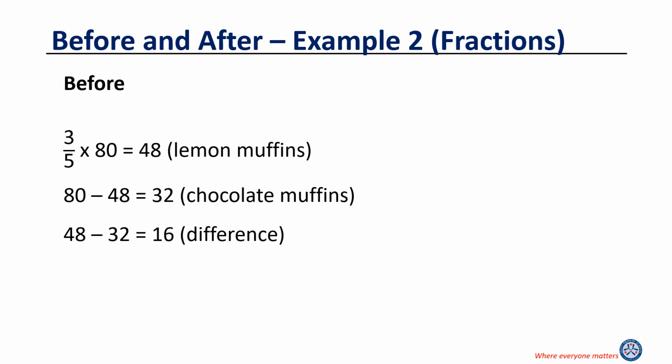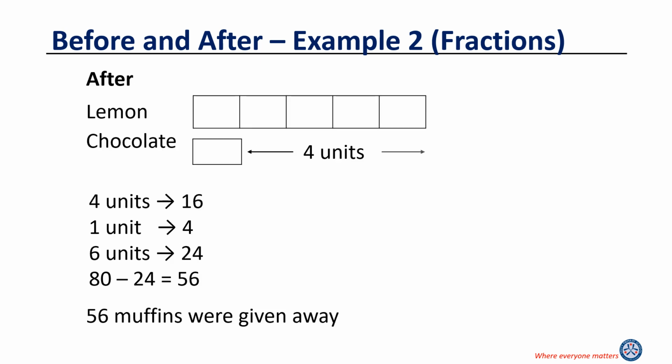If there were 48 lemon muffins, we take 80 minus 48 to give us 32, and there were 32 chocolate muffins. Now we know that before there were 48 lemon muffins and 32 chocolate muffins. The difference between the number of muffins is 16. Mrs. Ng gave away an equal number of lemon muffins and chocolate muffins. She then had 5 times as many lemon muffins as chocolate muffins.